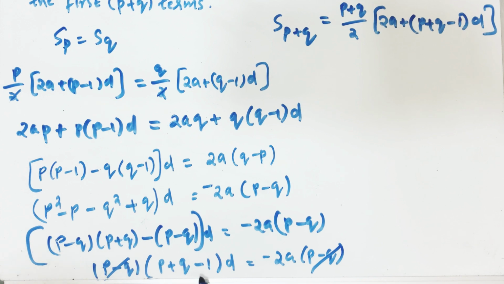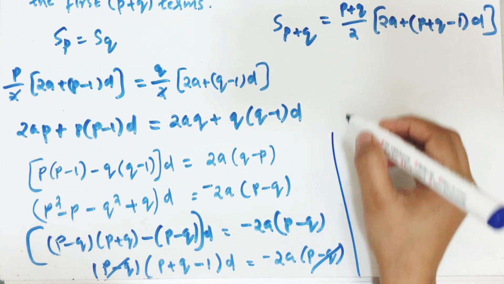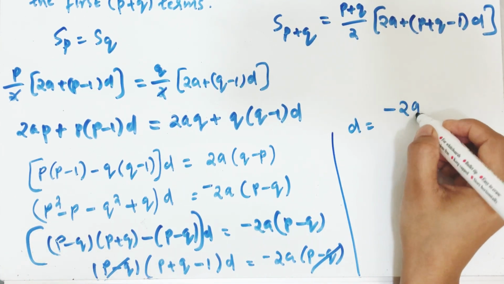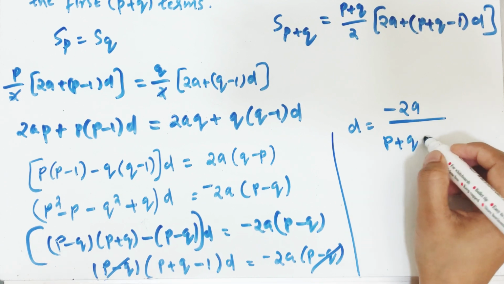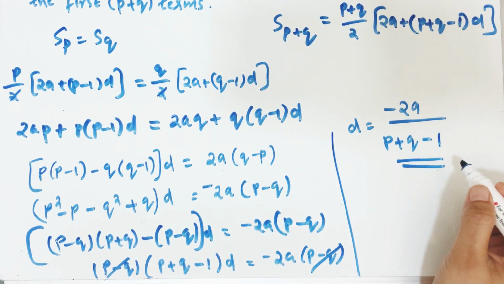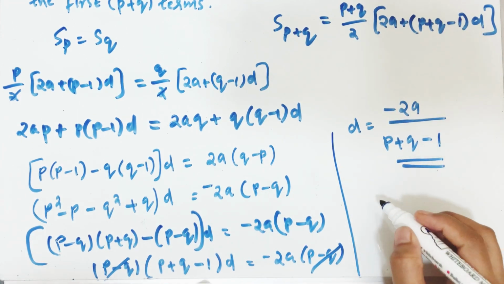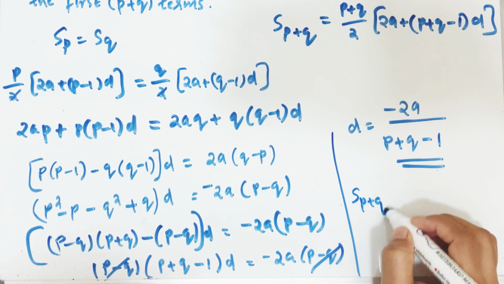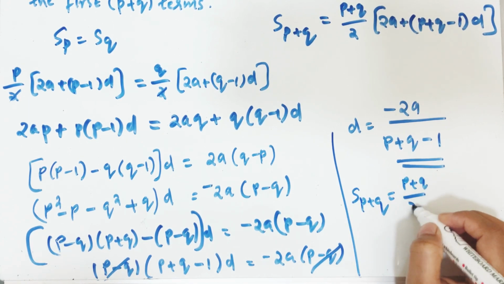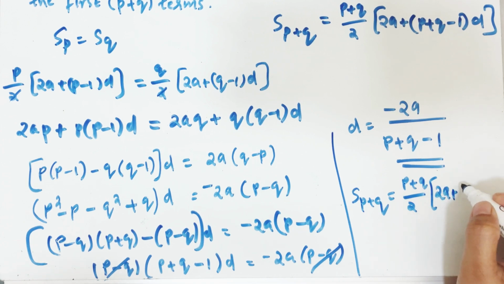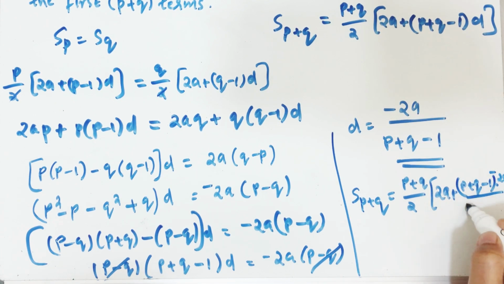Therefore, we can write p plus q minus 1 into d is equal to minus 2a, or d is equal to minus 2a by p plus q minus 1. This is d. So substitute this d in this equation to find S p plus q. Therefore S p plus q is equal to p plus q by 2 into 2a plus p plus q minus 1 into, instead of d, minus 2a by p plus q minus 1.